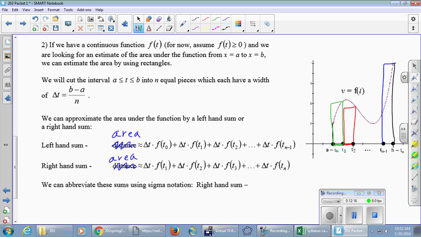I made a little mistake here. I put distance. I meant to put area. Can you guys cross off the word distance there? Change it to area.